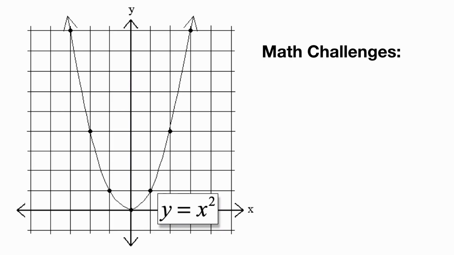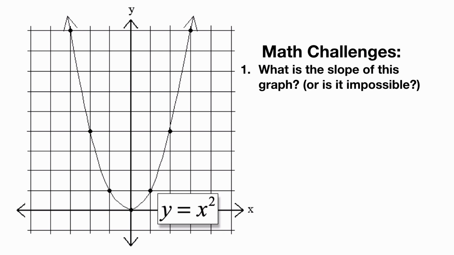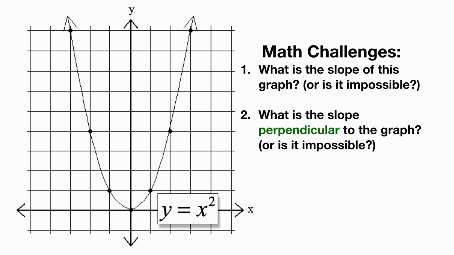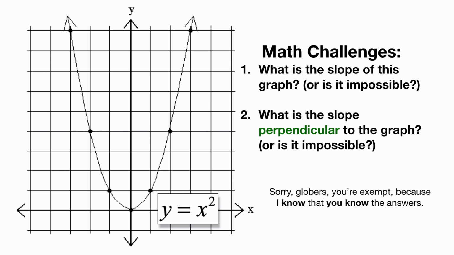Let's graph the function y equals x squared, the parent of all quadratic functions. Here's the question. Can you find the slope of this graph? If so, what is it? Having asked that, can you find the slope of a line perpendicular to y equals x squared? If so, what is it? Bev, I look forward to your discussion of these ideas on your show, and for all non-Glober viewers of this video, please feel free to share your answers in the comments.